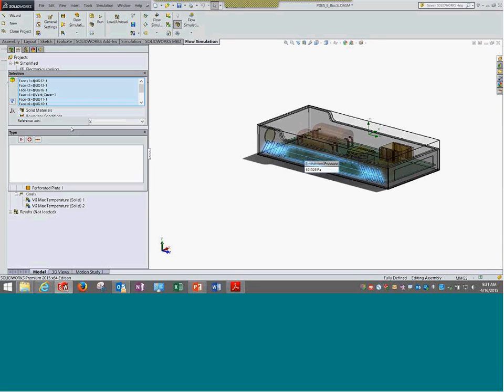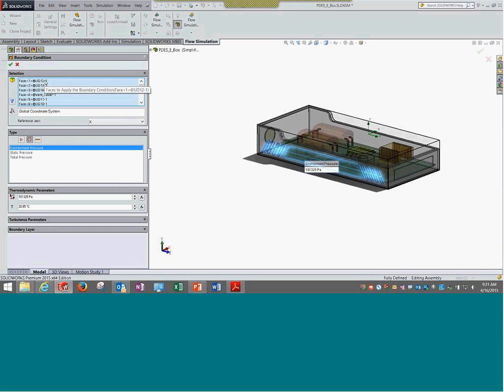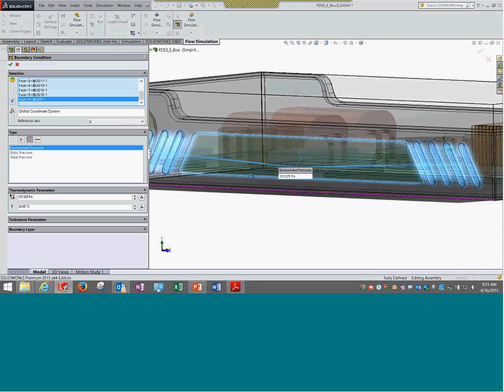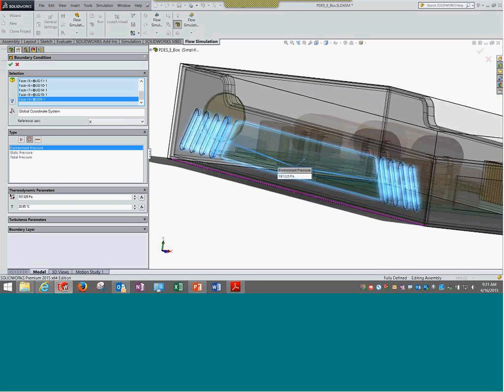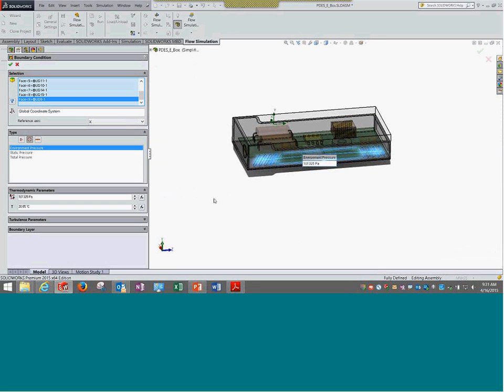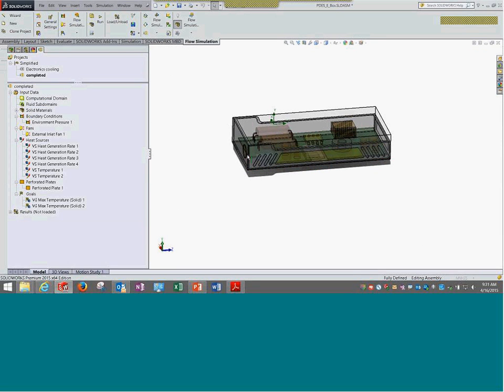Now what remains is the areas from which we expect the air to come in. All the surfaces have been represented at an environmental pressure, the default environmental pressure. All these side faces you can see here are represented as an environmental pressure condition. So the air comes in from here.